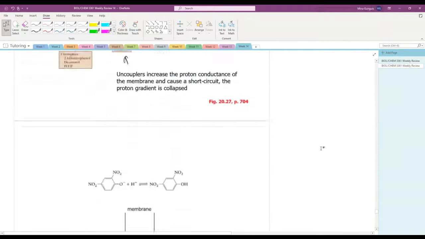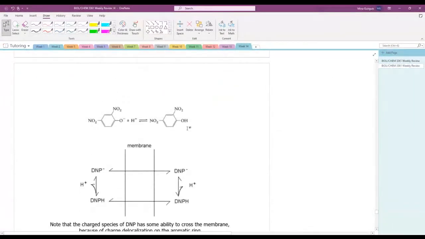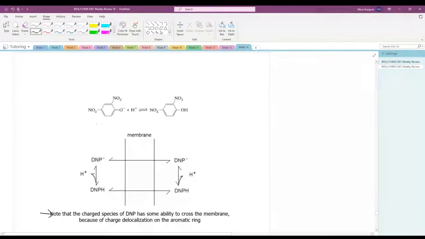All right. So DNP for you guys is dinitrophenol. It's right here. So it's an uncoupler. Dinitrophenol is kind of hydrophobic, kind of hydrophilic. Even when it's charged, it's hydrophobic enough because it's got that charge delocalization of an aromatic ring, because it can resonate so well. It's kind of pseudo hydrophobic, if you want to think of it like that.